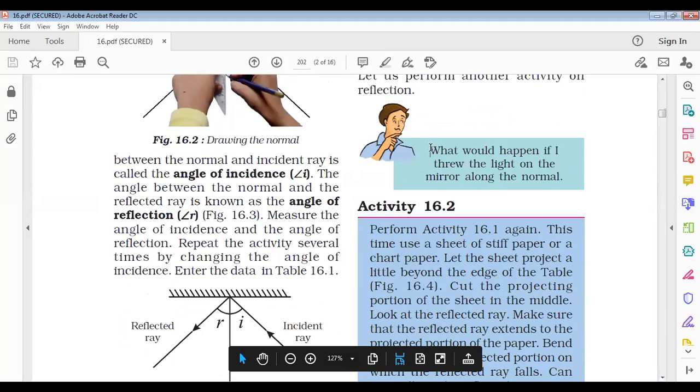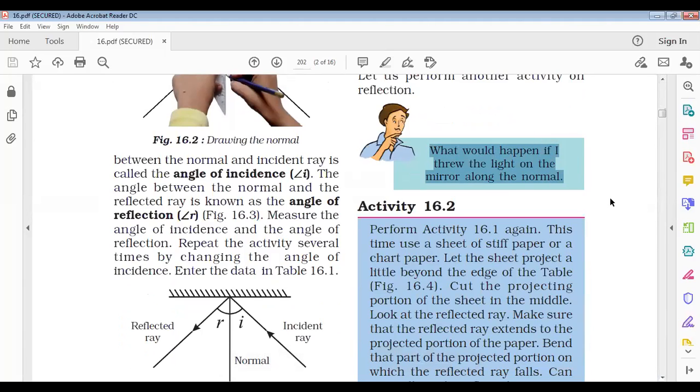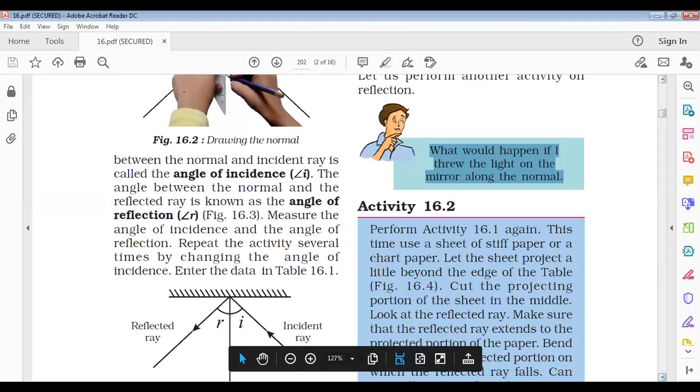Yes, very important. What would happen if I threw light on the mirror along the normal? We know that the mirror is at 90 degrees, but the angle of incidence or angle of reflection we measure with the normal only. But if the ray comes along the normal, then what will happen? The angle of incidence will be 0. If the angle of incidence is 0, the angle of reflection will also be 0. So the ray will move straight. After striking, it will come back along the normal only, right? So the angle of incidence and angle of reflection are 0.